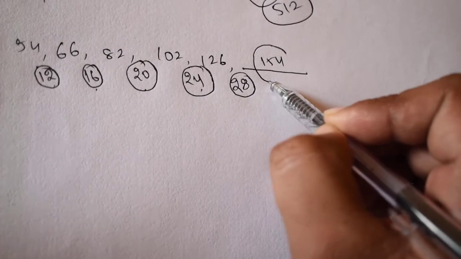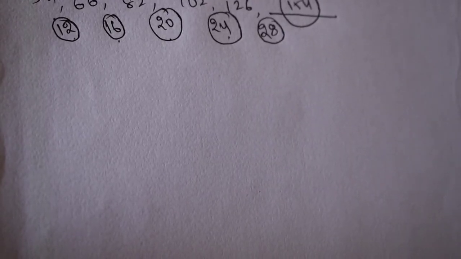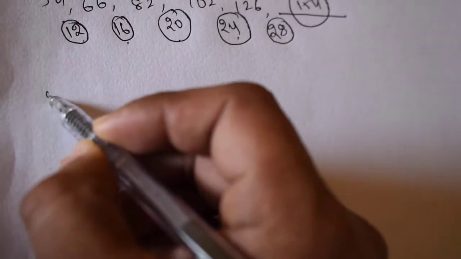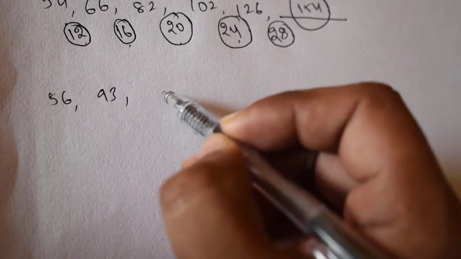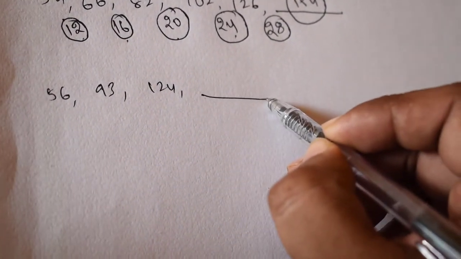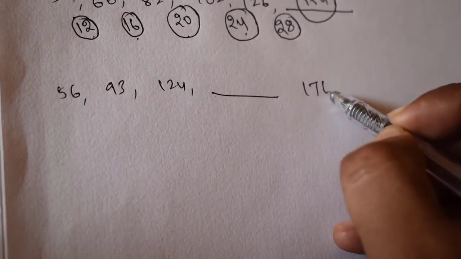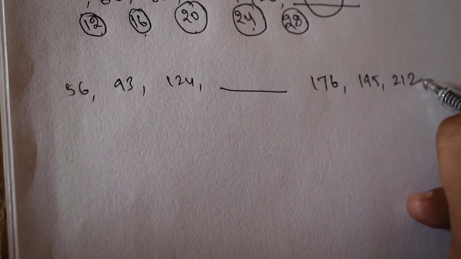So 154 completes this number series. Let us take another type of example. So 56, then 93, 124, and then something more, 176, 195 and 212.